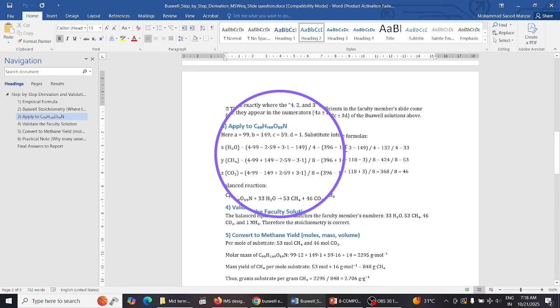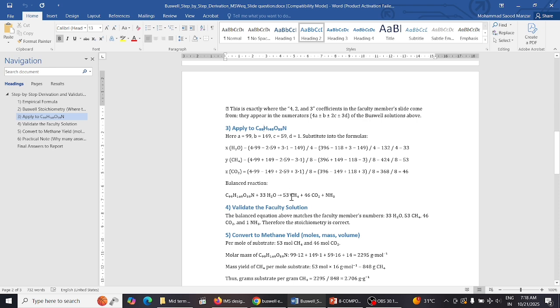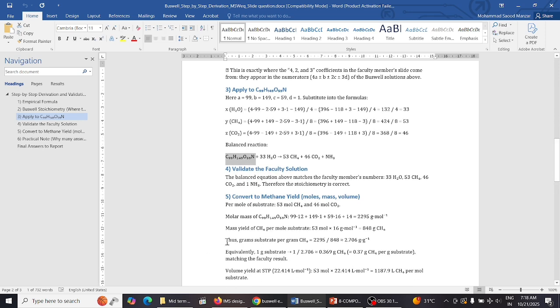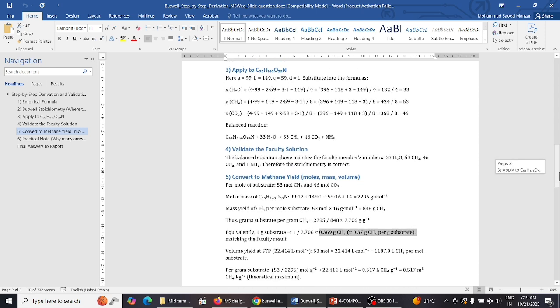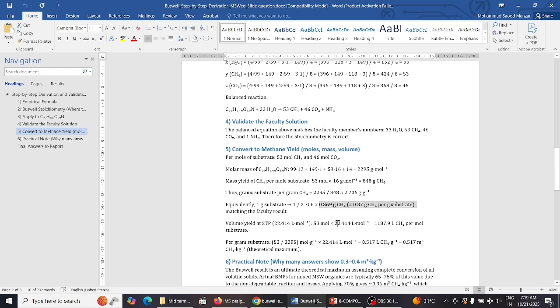Now for one unit, we divide the total mass of methane, 53 times 16, which is 848, by the total weight of the compound. So the substrate per gram of methane is 2295 upon 848, equivalently 1 upon 2.706, which is approximately 0.37 gram of methane per gram of substrate. To convert this into STP terms, we multiply by 22.4 liters, because 22.4 liters is the molar volume at standard pressure. It is 1187.9.